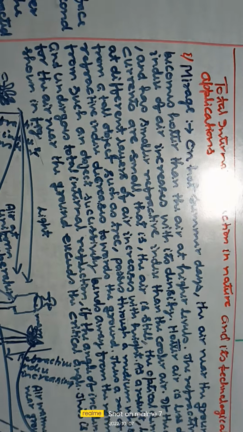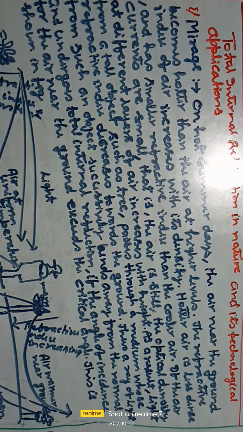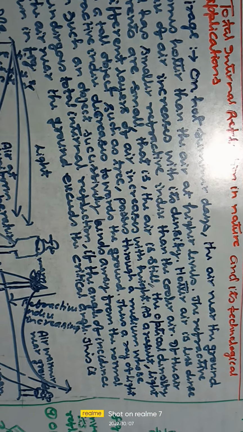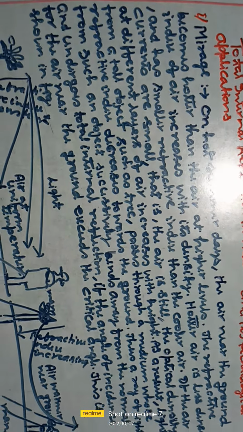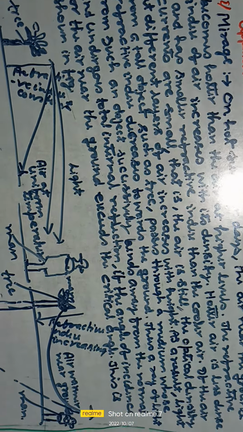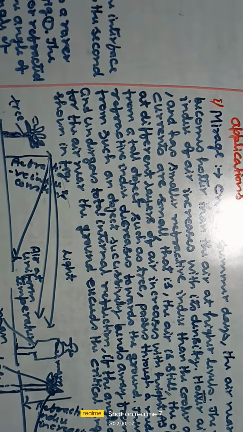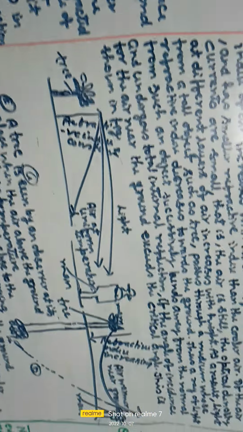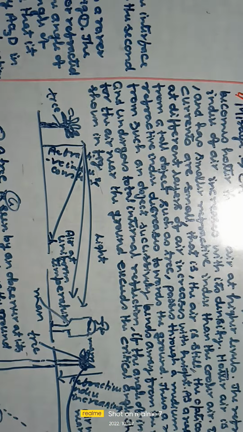Thus, a ray of light from such an object successively bends away from the normal and undergoes total internal reflection if the angle of incidence for the air near the ground exceeds the critical angle. This is shown in the figure.